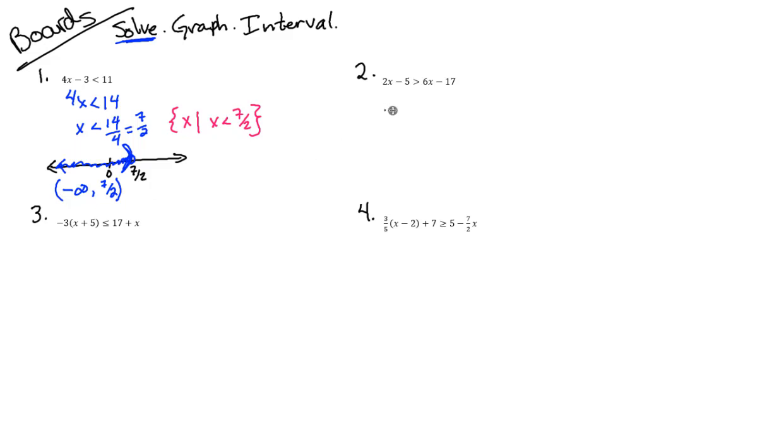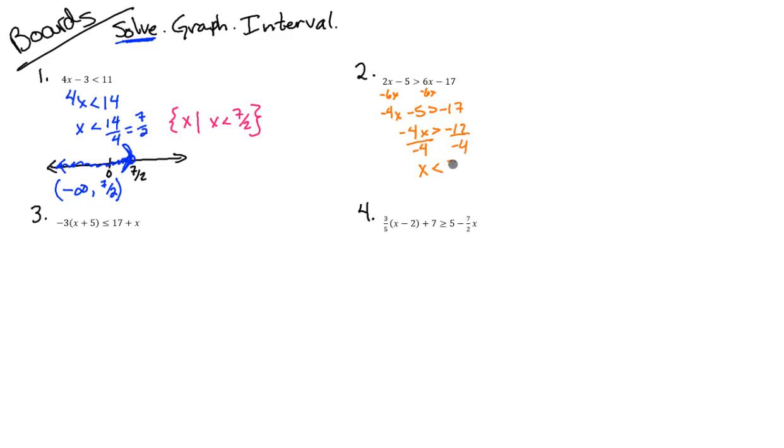Great, let's try number 2. 2x minus 5 greater than 6x minus 17. Let's get all the x's over here, so we subtract 6x, and we get -4x minus 5 greater than -17. Add 5 to both sides, and we get -4x greater than -12. And so we now divide by a -4. And what happens when we divide by a -4? This guy switches direction. So it is x not greater than, but less than.